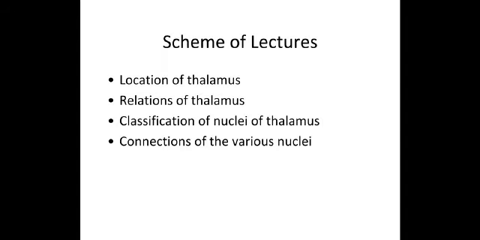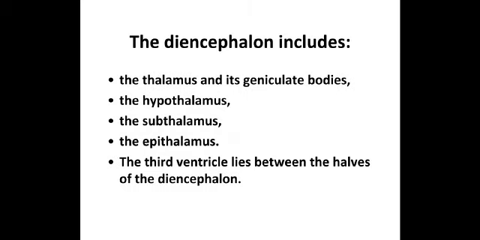So where is it located? You should know the scheme of the lecture. Where is it located? Relations of thalamus, classification of the nuclei, connections and functions, and applied aspect. It is part of diencephalon. So thalamus and geniculate bodies, along with hypothalamus, subthalamus, epithalamus, and the third ventricle, lie between the two halves of the diencephalon.